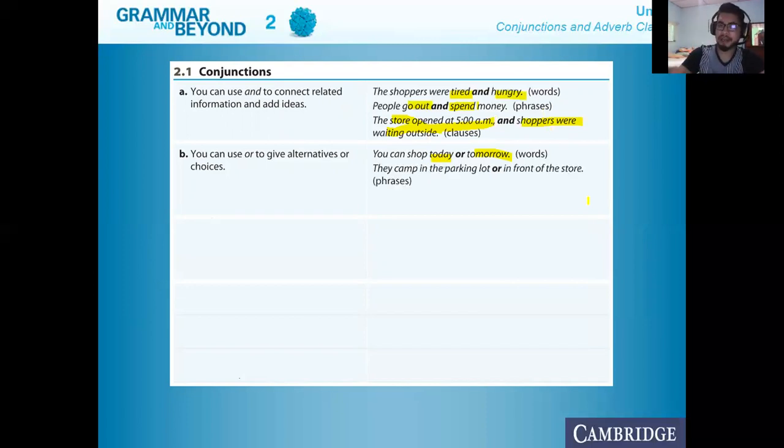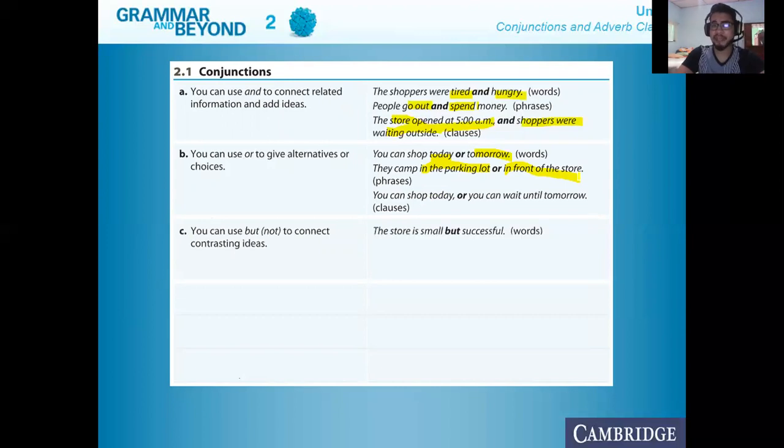They camp in the parking lot or in front of the store. So you see over here, we have two phrases. They start with in, that means that they are both prepositional phrases, and that's why they are joined by a conjunction. You can shop today or you can wait until tomorrow. Joining clauses as well. You can use but to connect contrasting ideas.